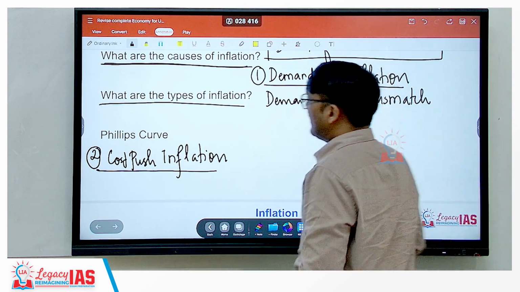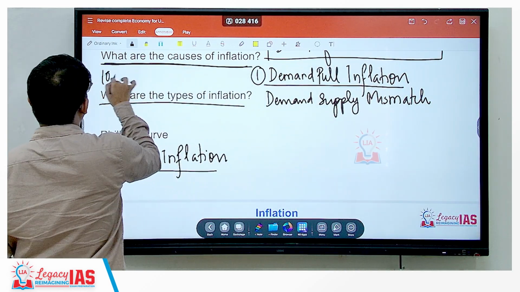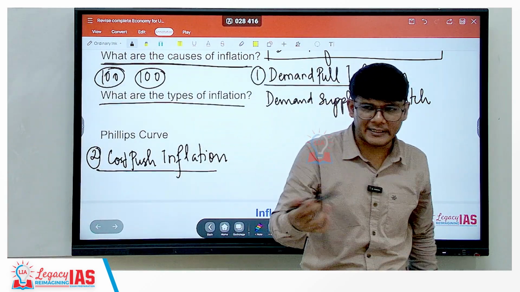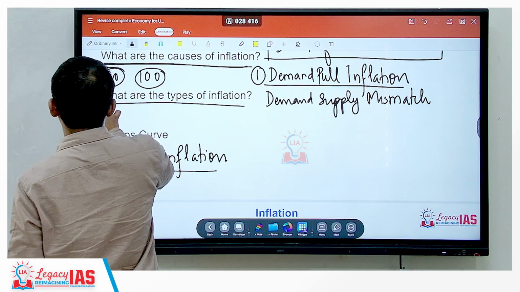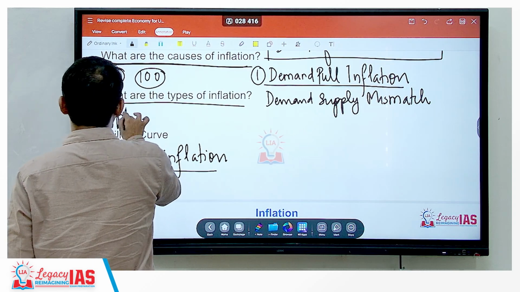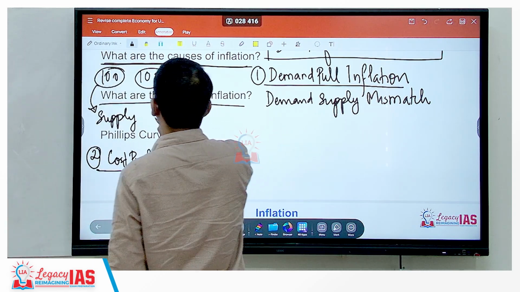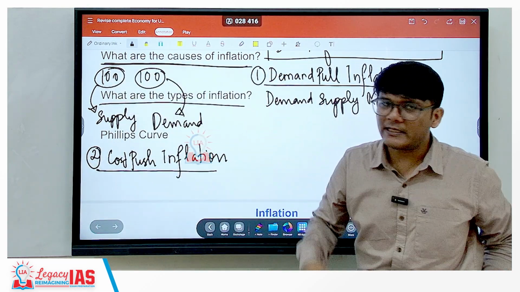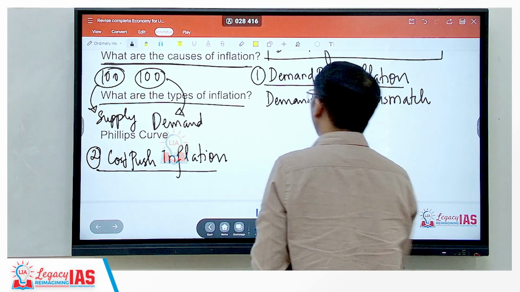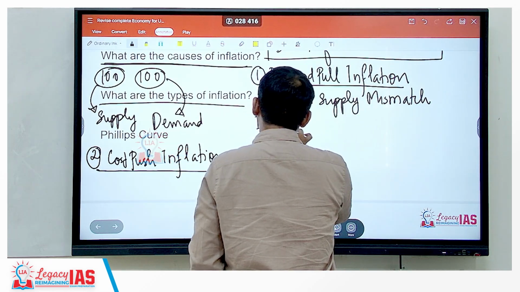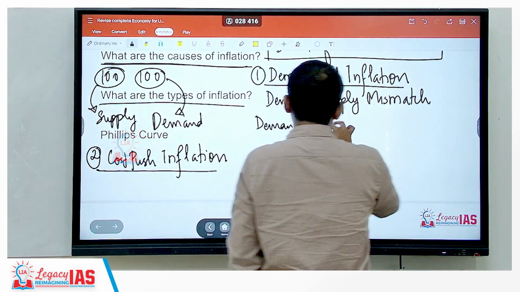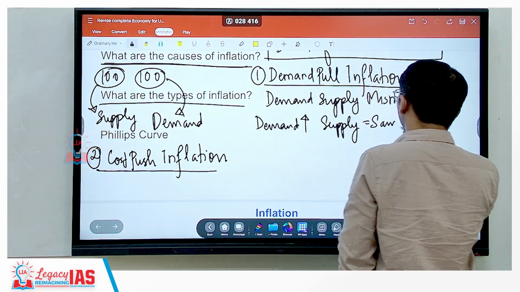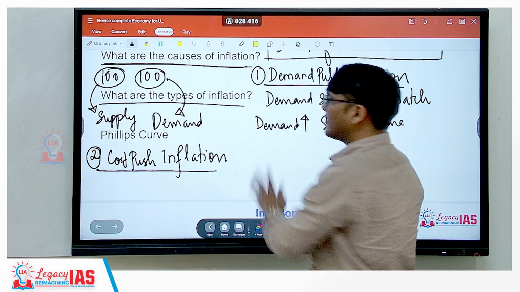What do we mean to say? Let's say in an economy there are 100 pens and 100 people need it. So in this scenario the economy is in equilibrium. This is the supply, 100 pens present in the economy, and this is the demand, that 100 people want 1 pen each. But now the demand can go up and supply remain the same. So demand goes to 110, supply remains the same.